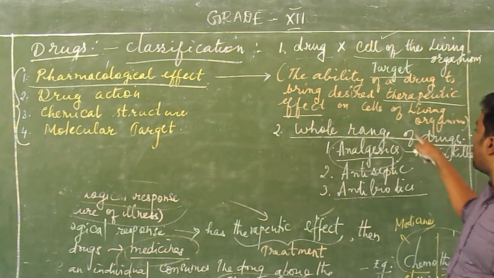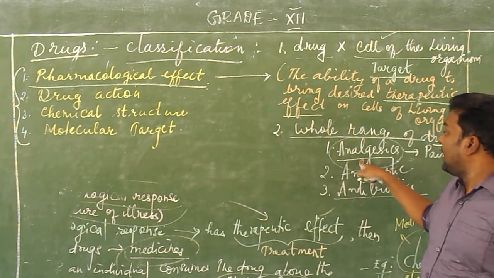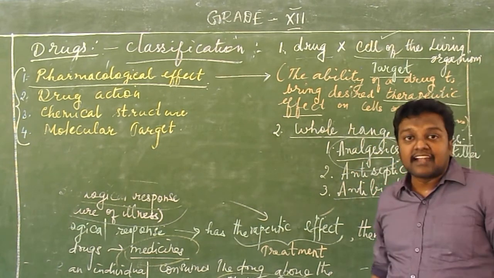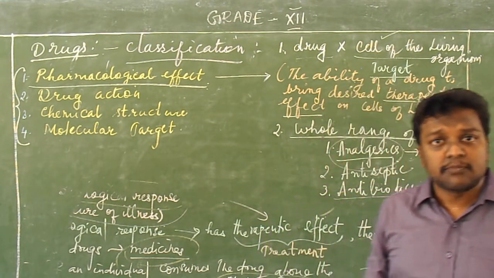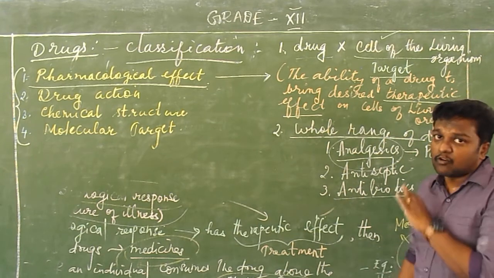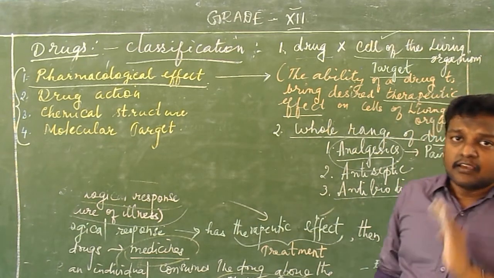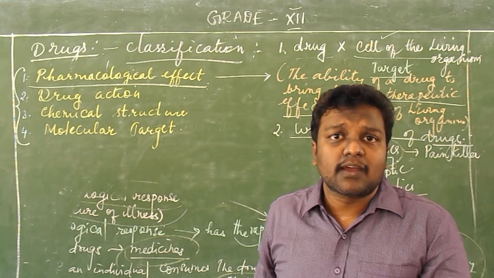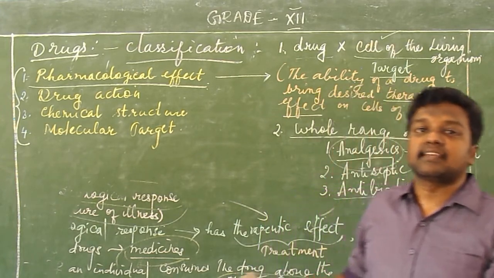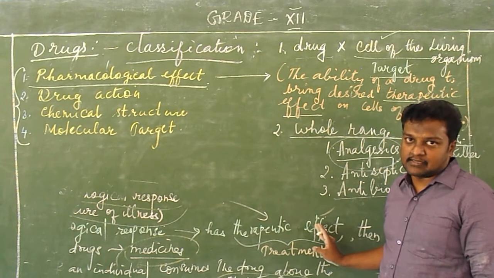Second point is it's a whole range of drugs. Example, analgesics, antiseptics and antibiotics. You will get lots of questions for the NEET exams. So NEET exam question paper is based on this chapter. You will be getting 4 to 5 marks in your NEET exams from this chapter. So this is a very easy chapter where you can get full marks. So for NEET exams also, you have to focus on these aspects.